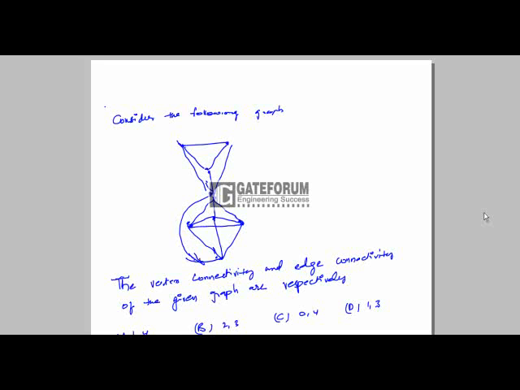Consider the following graph. A graph is given. The question is: the vertex connectivity and edge connectivity of the given graph are, respectively. Here one graph is given and we have to find the vertex connectivity and edge connectivity of the given graph. In order to solve this problem, first of all we need to know what is vertex connectivity and what is edge connectivity.